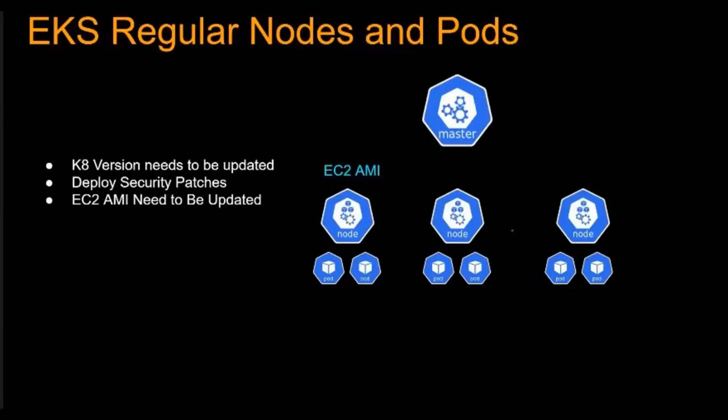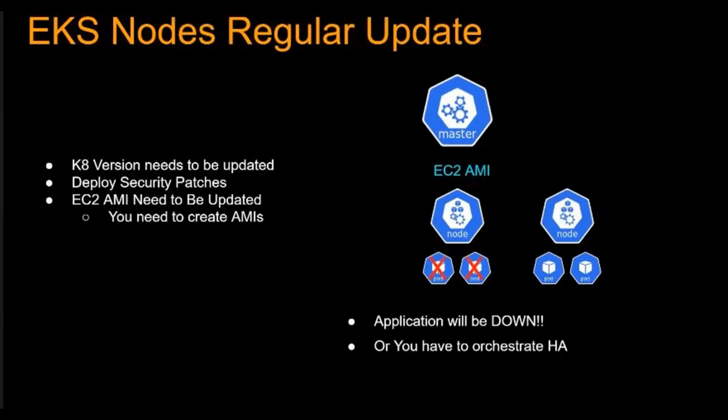And the Kubernetes version needs to be updated. So here is a scenario. Deploying the security patches, the EC2 AMI needs to be updated. So in other words, we have one master and 3 workers and 2 pods in each of the workers is what we are observing. And let's say a Kubernetes version needs to be applied, or maybe some kind of patch needs to be applied.